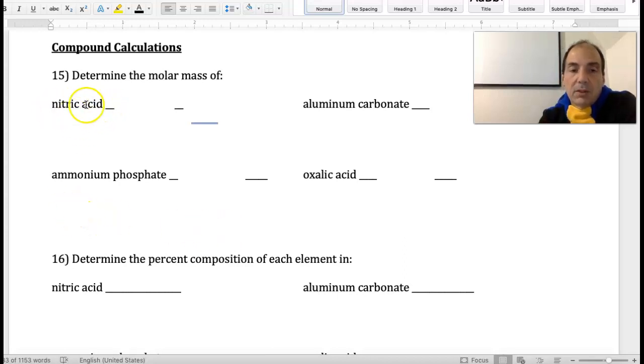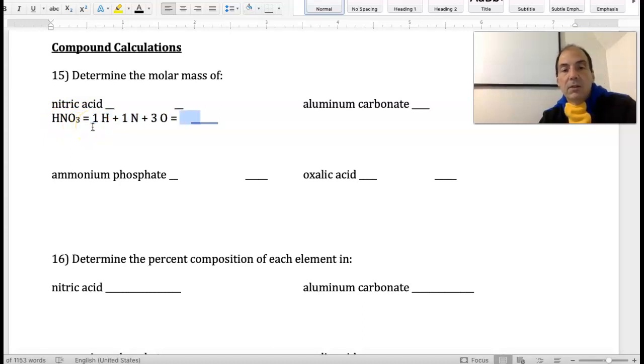So nitric acid, ic means -ate, so we're looking for a nitrate ion, which has a -1 charge. So we need 1 hydrogen, HNO3. That means we're going to be adding 1 hydrogen, 1 nitrogen, and 3 oxygens. Ones aren't written here, but we know that that means there's 1 hydrogen, 1 nitrogen, 3 oxygens.